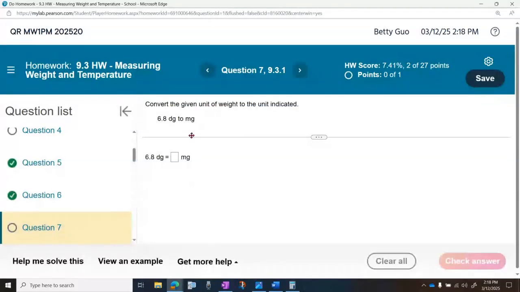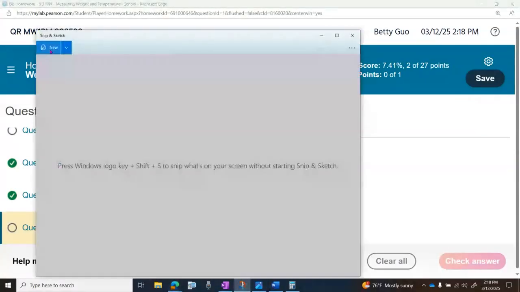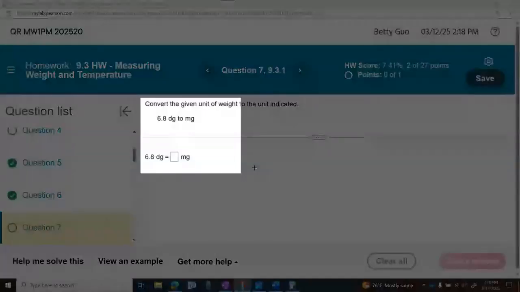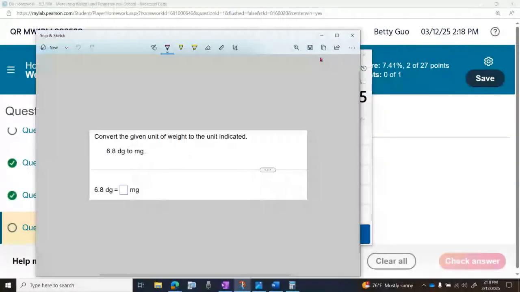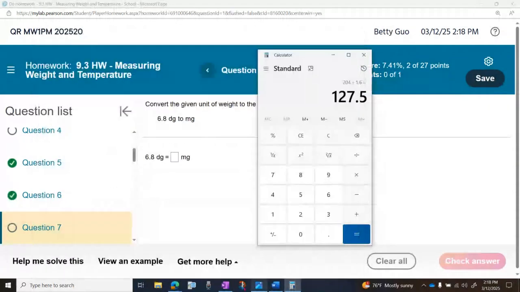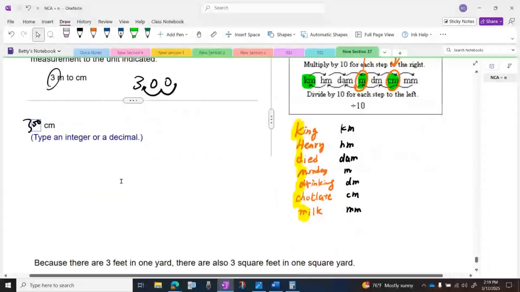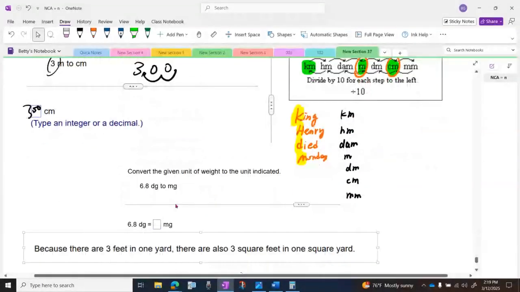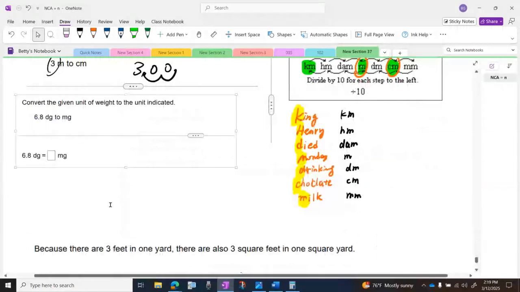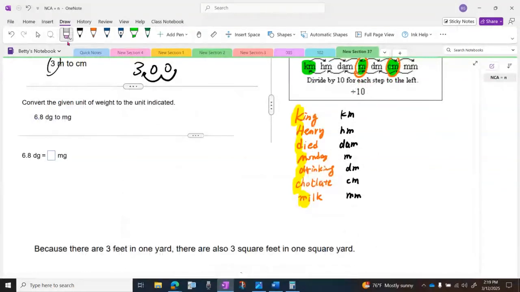And this converts within the metric system. Do you guys remember King Henry Died Monday Drinking Chocolate Milk? This still works. All right, let me show you how. This is for weight. The metric system for weight is the same thing, it's just a change of m to g. We just need to change m to g.